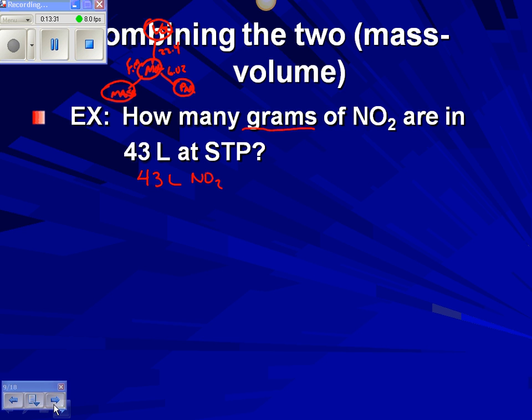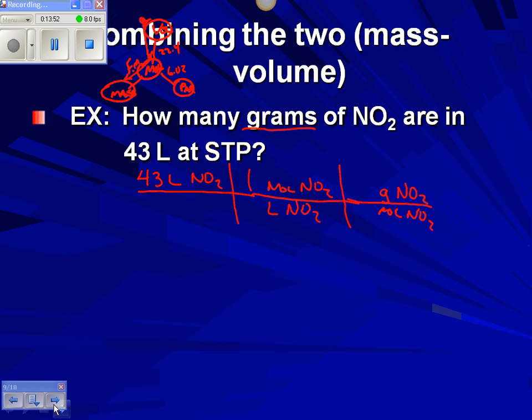I need to know how many grams. So I'm up here, and I need to go here, and then over to here. So I need to get rid of the label of liters of nitrogen dioxide. I go to the mole, and then I can go from moles of nitrogen dioxide into grams of nitrogen dioxide. So I just bounce between the islands, do a little island hopping. That's lots of fun, real tropical.